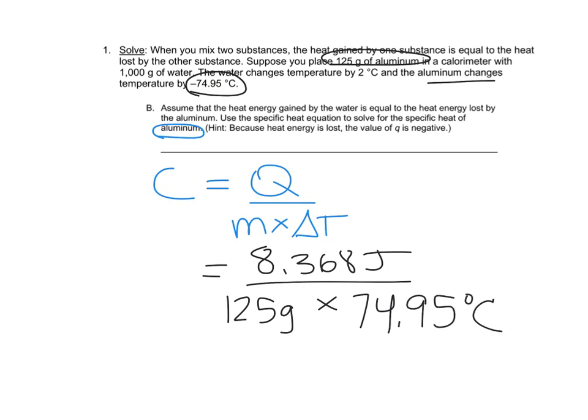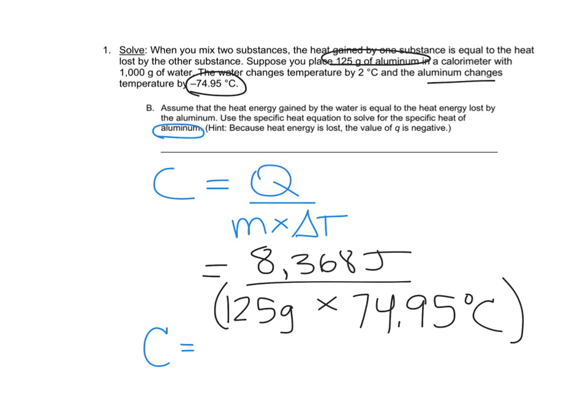Okay. All right, so when we do this calculation, we do 8,368, that's a comma there, and then we're going to divide it by 125 times 74.95. Make sure that you put that in parentheses in your calculator so that it does the order of operations correctly. So when you do this math, you should get the specific heat of the aluminum.